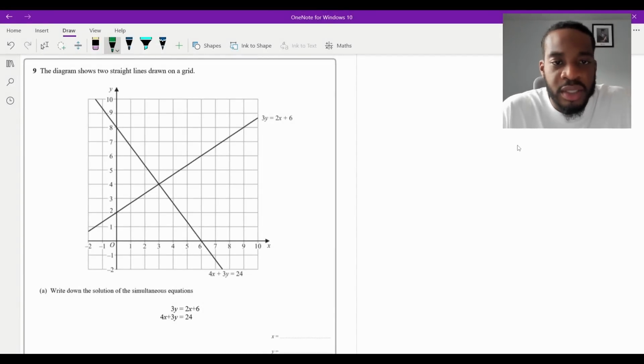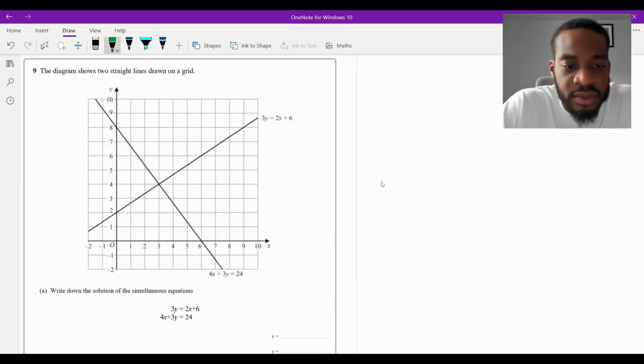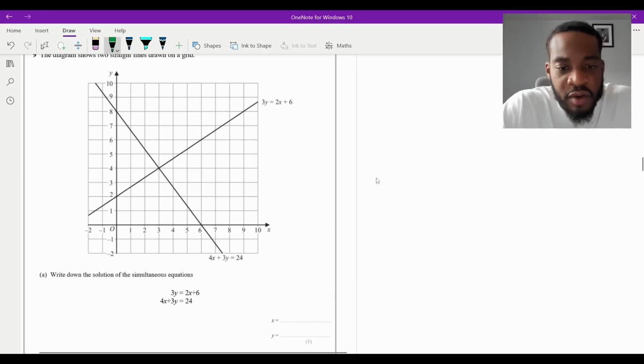Okay, so question 9 says the diagram shows two straight lines drawn on a grid. So we've got 3y is equal to 2x plus 6, and we've got 4x plus 3y is equal to 24. Part A says write down the solution of the simultaneous equations 3y is equal to 2x plus 6, and 4x plus 3y is equal to 24. And this is only 1 mark.